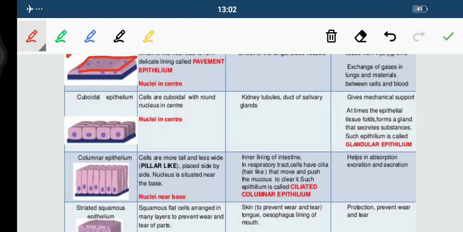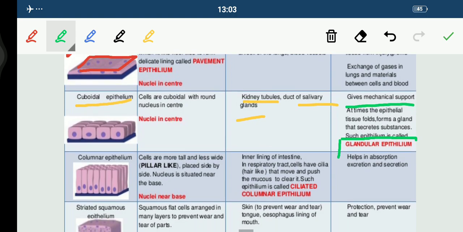The second one we have is the cuboidal epithelium, students. These cells are cuboidal with round nuclei in the center. They are present in kidney tubules and ducts of salivary glands, right? And what is their function? They basically give mechanical support, and at times the epithelial tissue folds and forms a gland that secretes substances. Such epithelium is said to be glandular epithelium. It's a very, very important thing. So what is glandular epithelium, students?